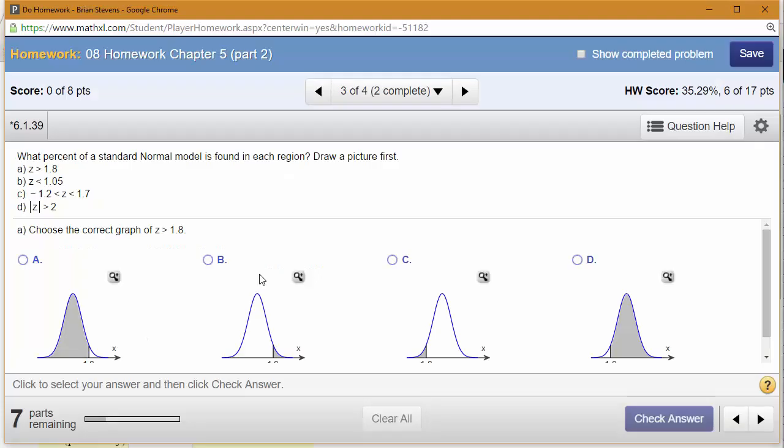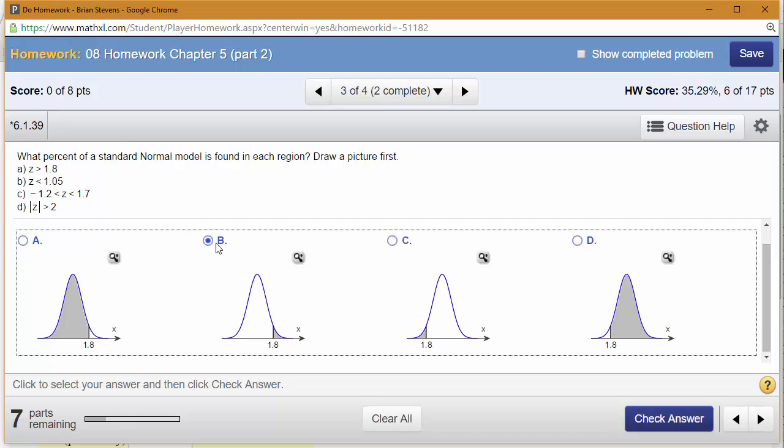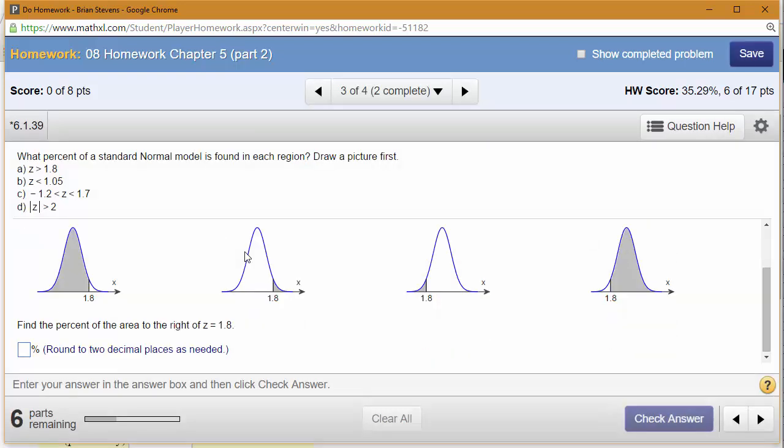For this first one, we're looking for the area above a z-score of 1.8. So it wants a z-score greater than 1.8. 1.8 would be on the right side, and we want the area above. Now, I love doing the estimations on these because a z-score is standardized. So I know these because I've worked these problems a lot. I also know some numbers like 1.96 and 1.645.